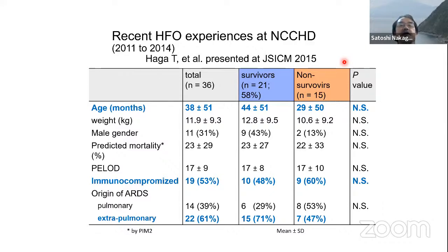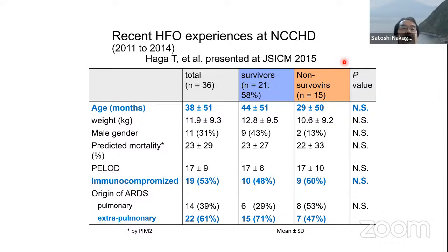Average age was 38 months, which is around 3 years old. And the patients weighed 12 kilograms on average. Male gender was around 30%. P-load level was 17 on average. And half of the patients were immunocompromised hosts. And this is the feature of the ARDS patient population in our institution.